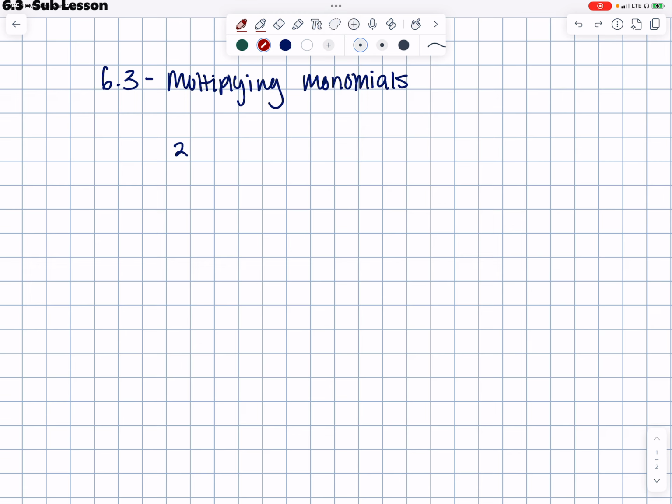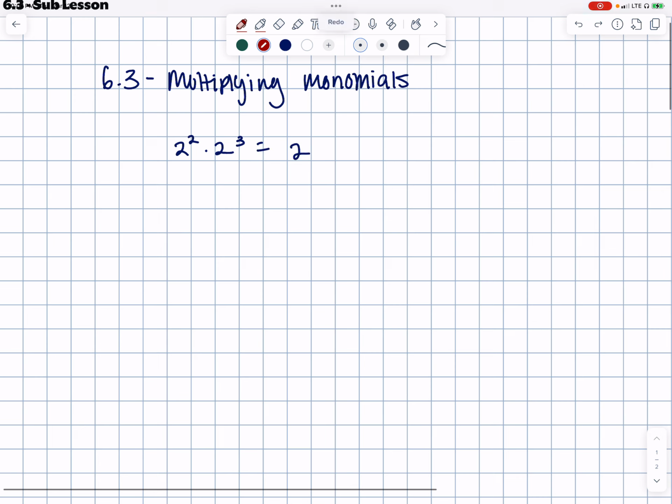So here's the thing. We got 2 to the second power times 2 to the third power. I know, very difficult. But let's go ahead and break that down, because when we have exponents, we know that 2 to the second power just means 2 times 2. And we're going to put parentheses because we have another part to it. And we have 2 to the third power, and we know that 2 to the third power is just 2 times 2 times 2.